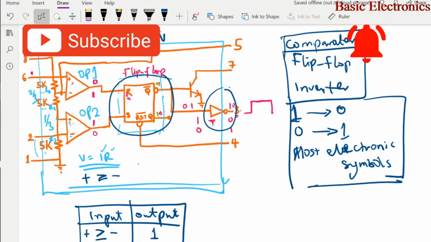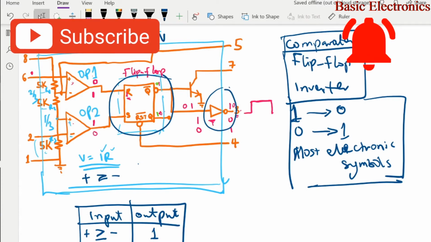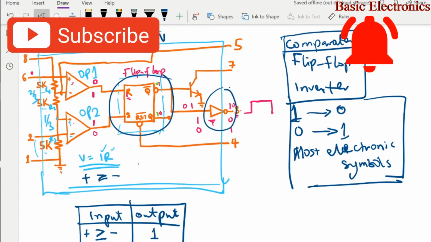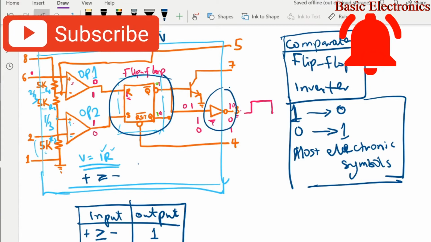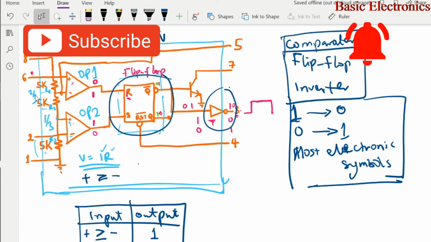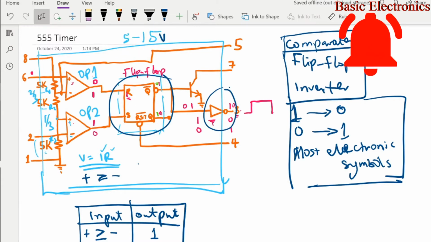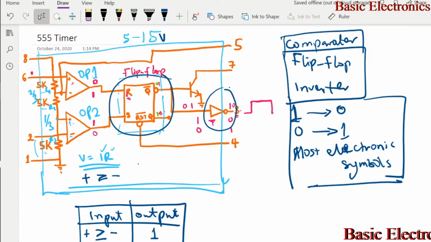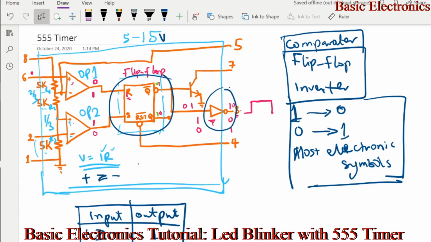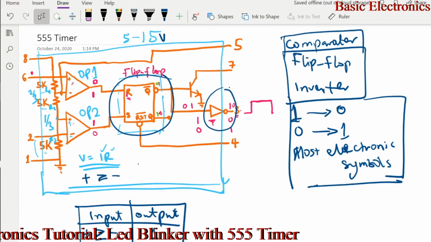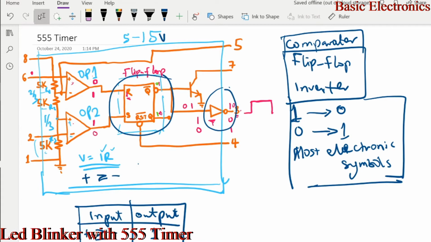So back to the internal configuration of the 555 timer, pin 6 is the non-inverting input of op amp 1, and pin 2 is the inverting input of op amp 2. So we're going to use these two to determine the output logic of the two internal op amps. Since we don't have access to the inverting input of op amp 1 and the non-inverting input of op amp 2, we're going to rely solely on pin 2 and pin 6 to control the internal logic of the system.